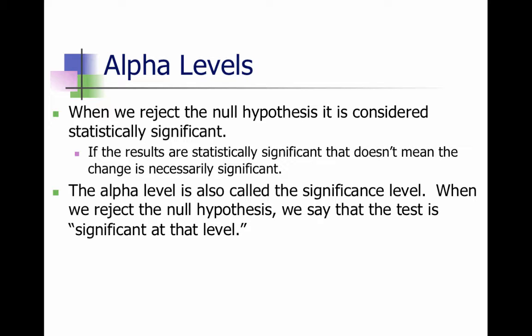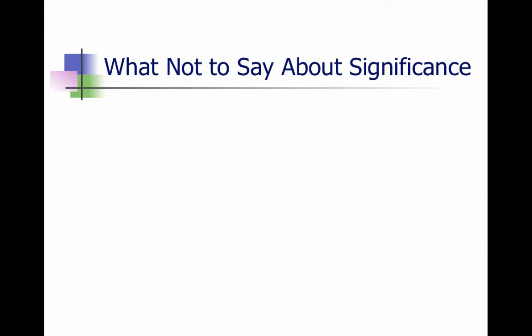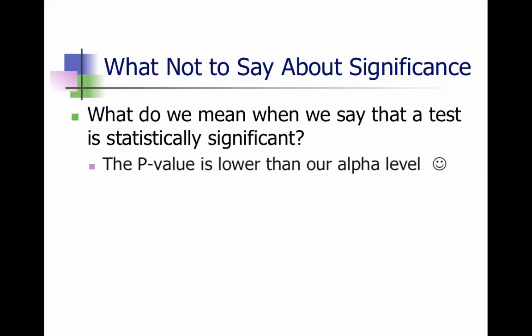When we reject the null hypothesis, we say the test is significant at that level. So if you have a 5% significance level, or your alpha level is 5%, we say that the test is significant at 5%. The important thing here, though, is that you have to choose the alpha level before you find your p-value. Otherwise, you can manipulate it so that you will either reject or fail to reject based on what you are trying to prove. So what do we not say about significance? What do we mean when we say a test is statistically significant? All we mean is that our p-value is lower than our alpha level.